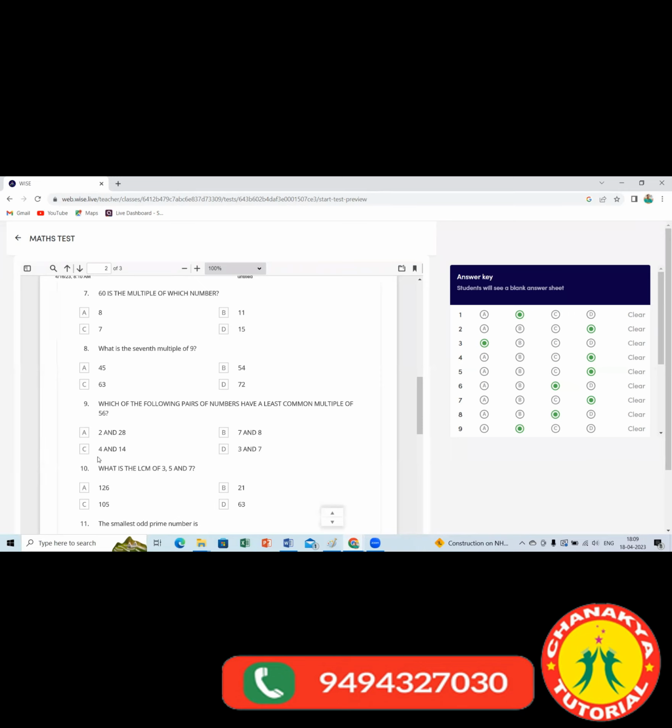Coming to 4 and 14, there is a common factor 2 here. Which option is true in this case? B. Why? Because for consecutive numbers, the LCM is always the product of the numbers. No need to check the others. Sometimes two answers also have the same value.